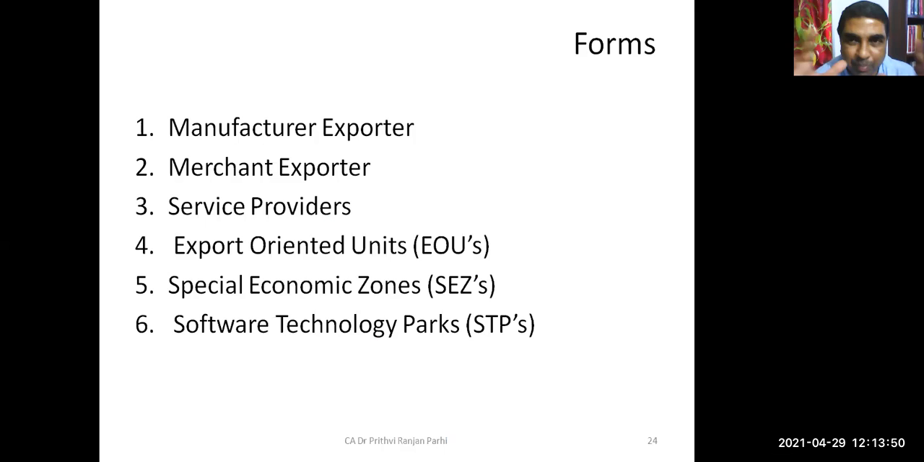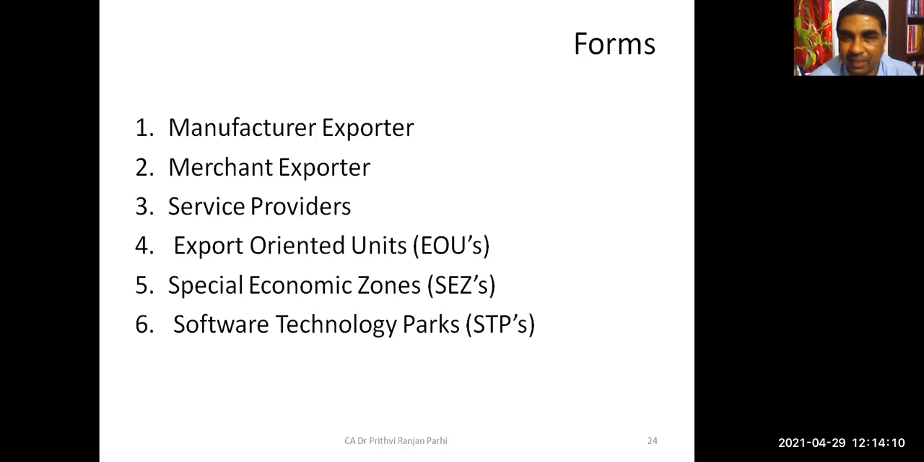And there are various forms of export. Manufacturer exporters manufacture and export. Merchant exporters trade; they buy and export. Then there are service exporters. Export-oriented units are there, where almost 100% of the products are exported to different places.